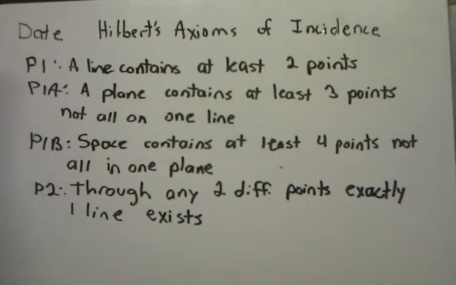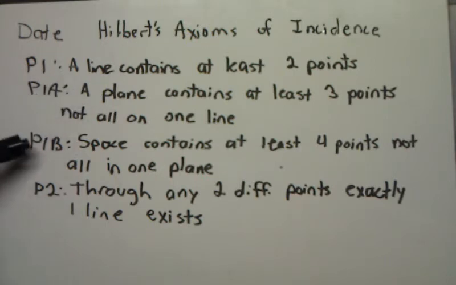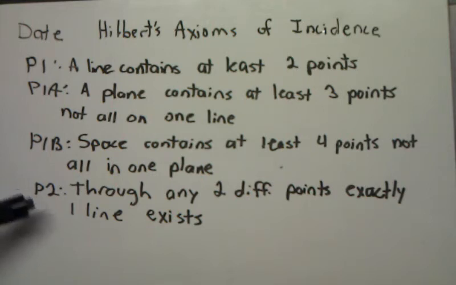Okay, we said postulate 1, a line contains at least 2 points. Otherwise it's not a line, it's a point. Postulate 1a, a plane contains at least 3 points, not all on one line. So if you have 3 points that are not collinear, they're on a plane. Postulate 1b, space contains at least 4 points, not all in one plane. Postulate 2, through any two different points, exactly one line exists.